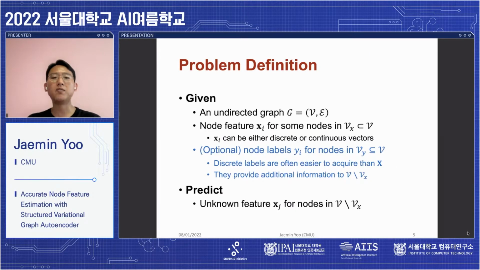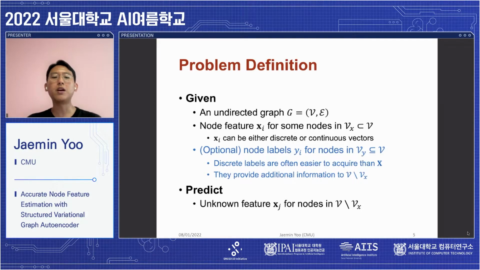We define the problem formally as follows. We are given an undirected graph G consisting of the set of nodes and the set of edges, and we assume some nodes in the graph have node features X. And such features can be either discrete or continuous based on the domain of the given graph. And we also assume that we have node labels optionally for some nodes in the graph.